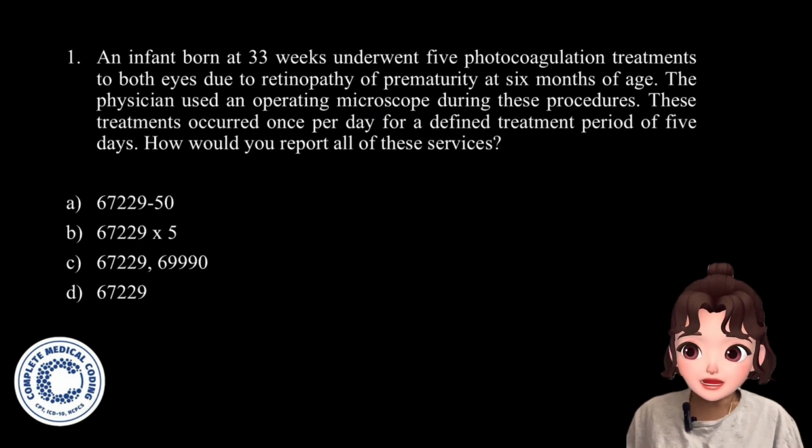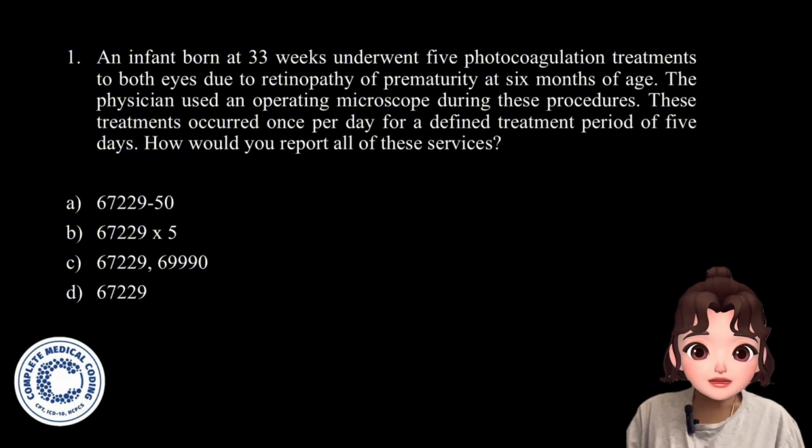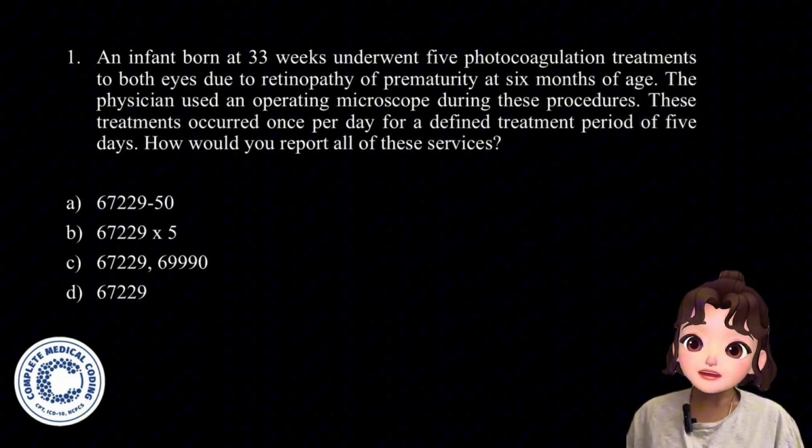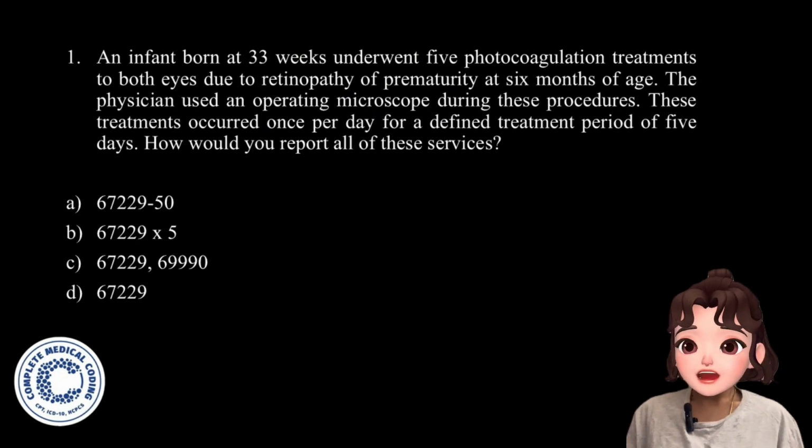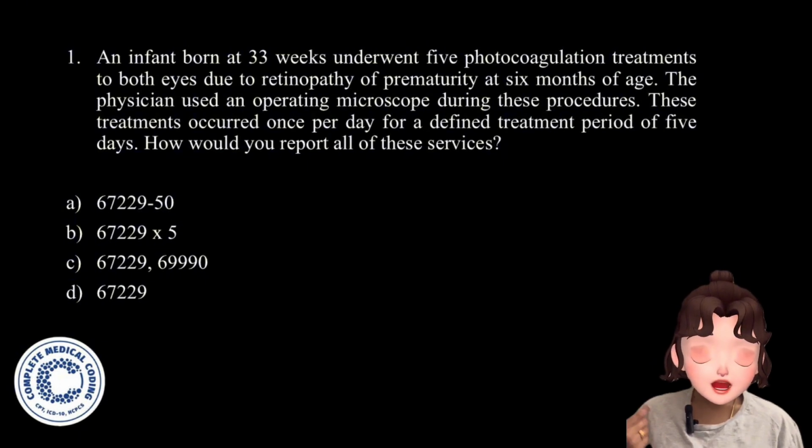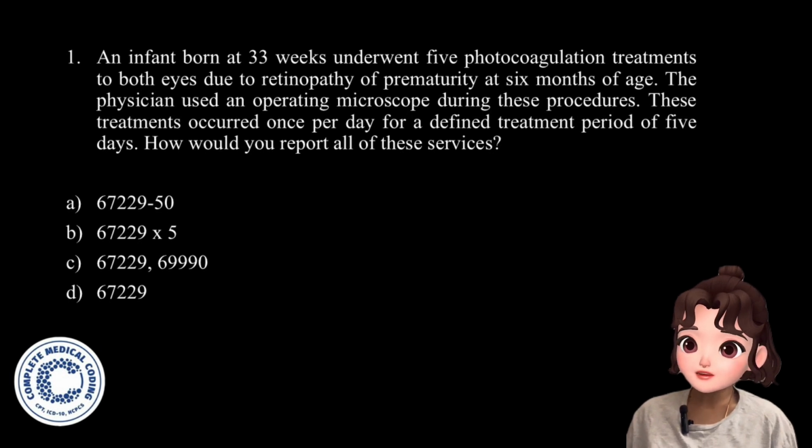First one, 67229 modifier 50. If you check the code 67229, below it is mentioned: for bilateral procedure use modifier 50. Our code 67229 is also mentioned among these codes. Since this is bilateral, you have to use modifier 50. Now in option B it is mentioned times 5 because of 5 treatments. But no, in the description itself it is mentioned 1 or more sessions, so it can be more. You should not put 5.